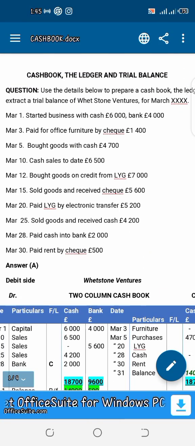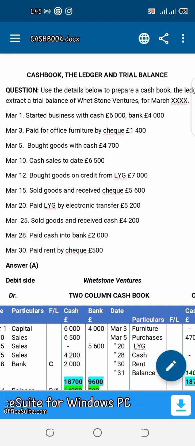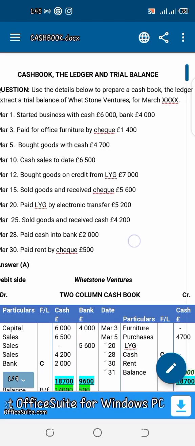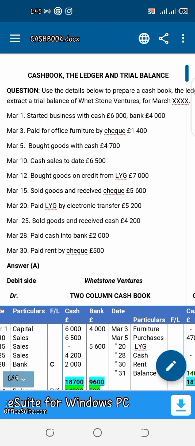Welcome. We want to use this question to prepare a cash book, the ledger accounts, and the trial balance. The question is, use the details below to prepare a cash book, the ledger, and extract a trial balance of Weststone Ventures for the month of March.